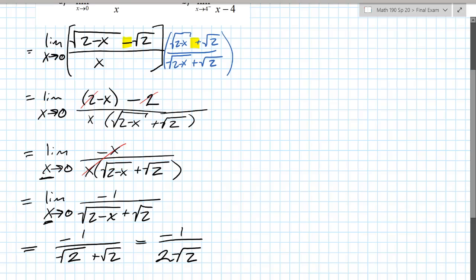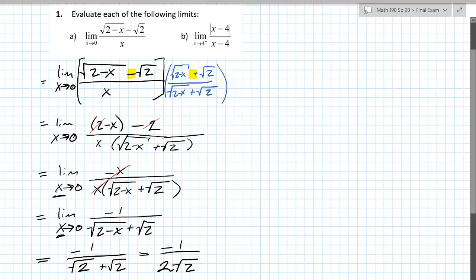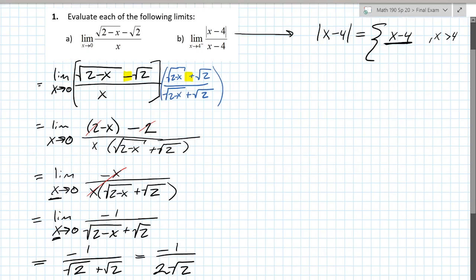So for our next one, we've got an absolute value function. And with absolute value functions, it's helpful to write an absolute value in terms of a piecewise function. So the absolute value doesn't do anything to the function if the argument is positive. That is, if x is greater than 4, then x minus 4 is going to be positive, so nothing changes.